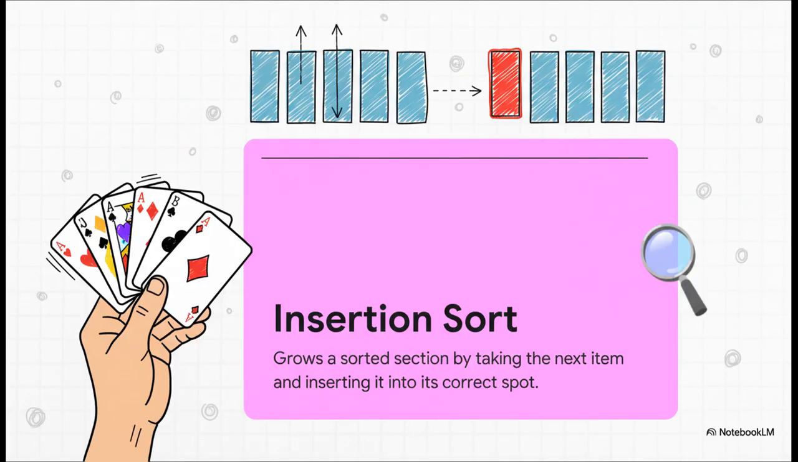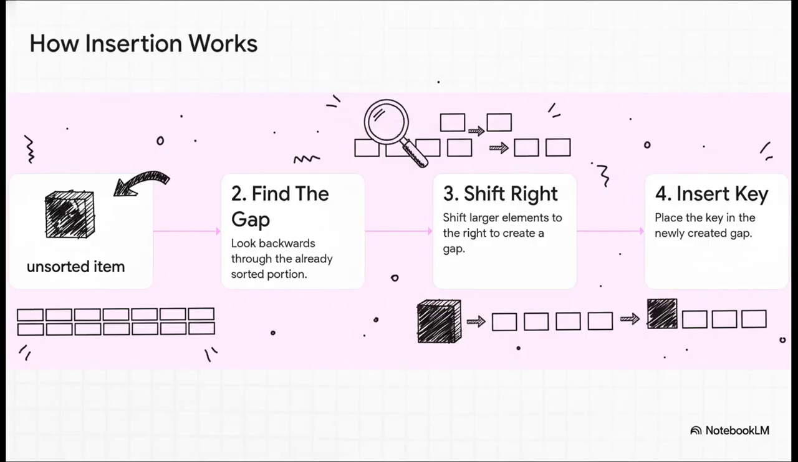And our third simple sort is insertion sort. Now, this one is probably the most intuitive because it's pretty much exactly how you'd sort a hand of playing cards. You just build up a sorted section at the beginning, one item or one card at a time. So you take the next unsorted item and you look backwards into the part you've already sorted. You just shift everything that's bigger than your new item one spot to the right to make a little gap, and then you slide your item right into that gap. And you just do that over and over again until the whole list is sorted.